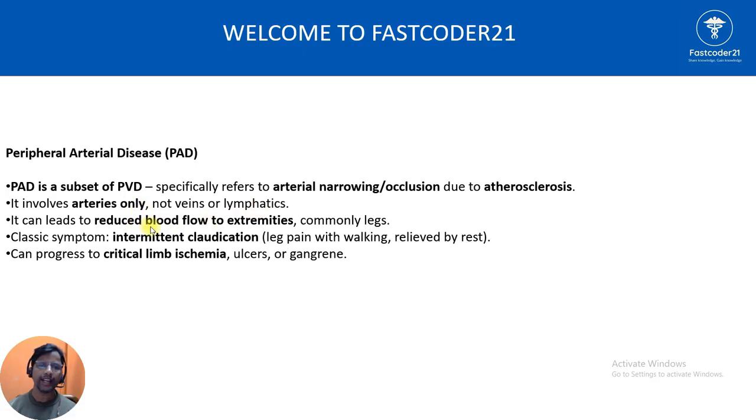So this PAD leads to reduced flow to extremities. Commonly we will see PAD in the legs. The most common complication we will encounter while coding is intermittent claudication, meaning leg pain with walking that is relieved by rest. Usually we will call it intermittent claudication. And this intermittent claudication is the initial symptom of PAD. It may turn into critical limb ischemia, ulcers as well as gangrene, which are the more complicated symptoms of peripheral arterial disease.